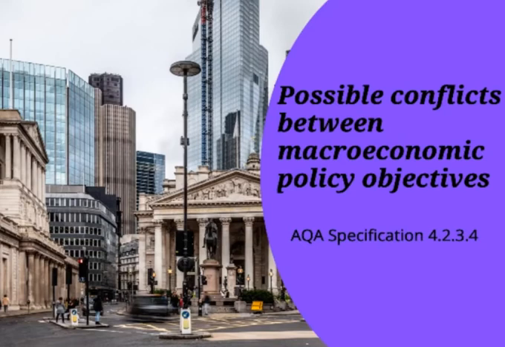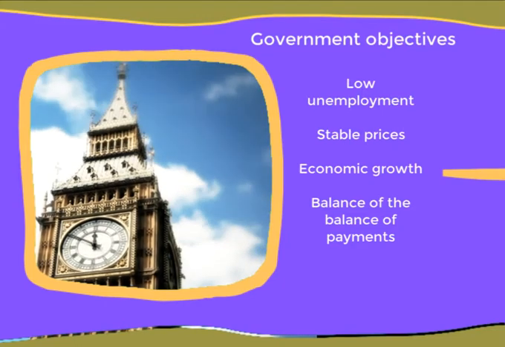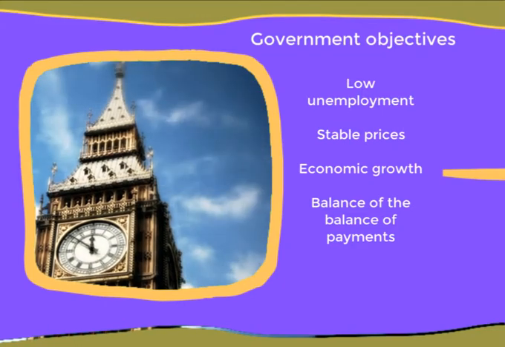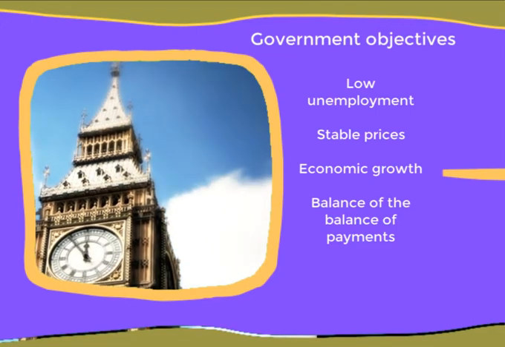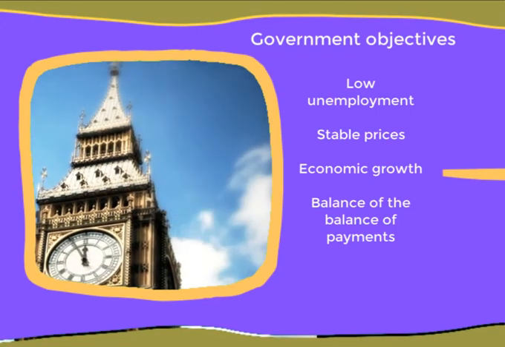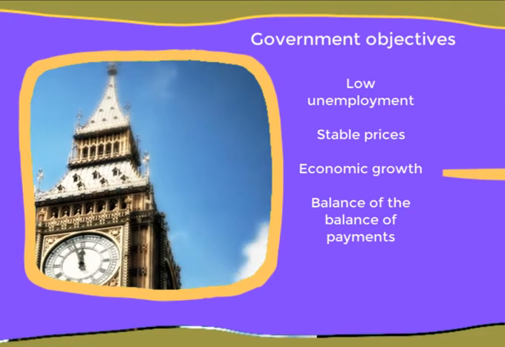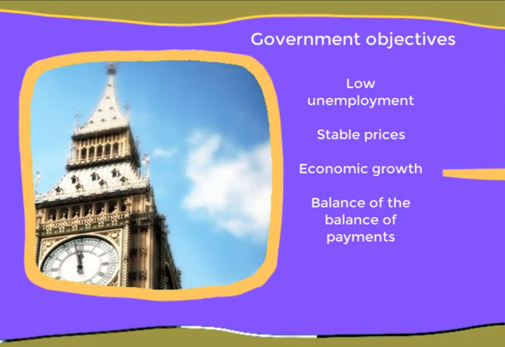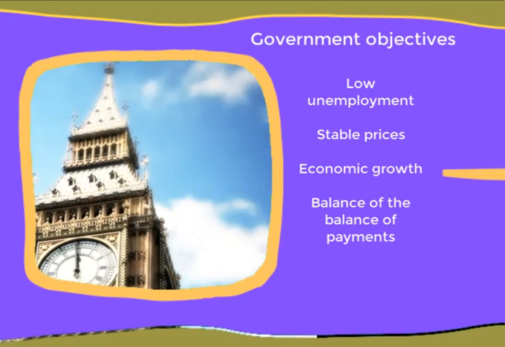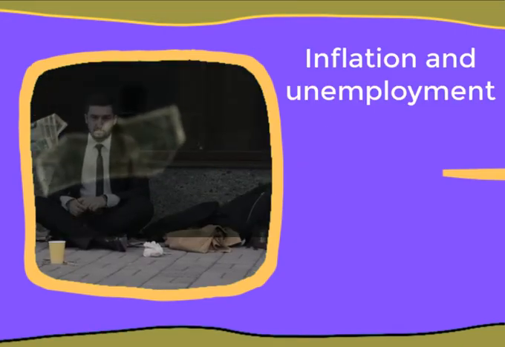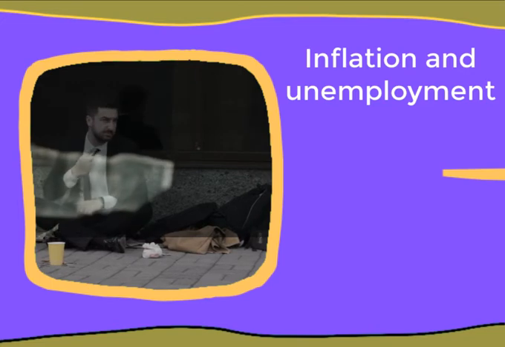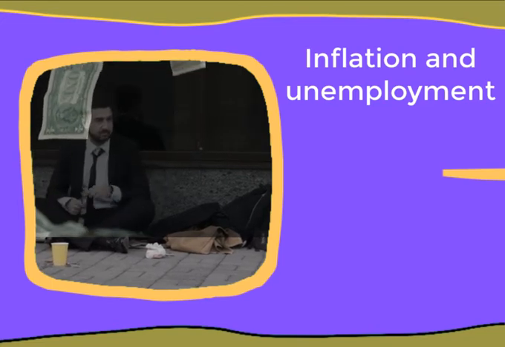Conflicts between objectives. The main government objectives are low unemployment, stable prices, economic growth, and balance of payments. Achieving any one of these objectives can result in conflict with other objectives. These conflicts are also known as trade-offs. So the first conflict we'll look at is between inflation and unemployment.